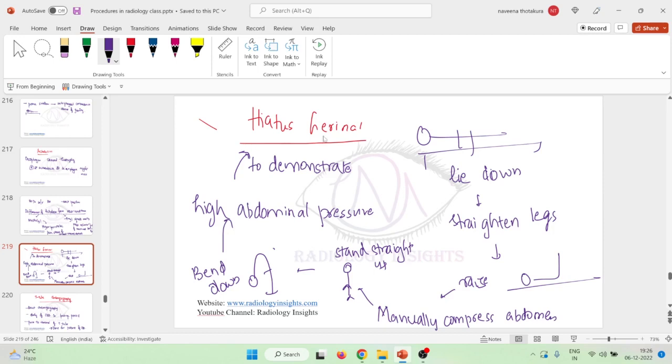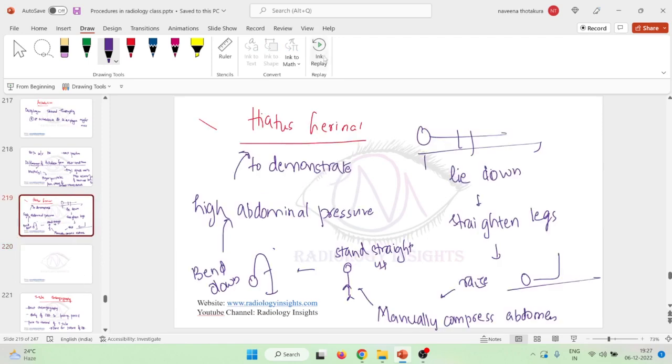So if you wanted to diagnose hiatus hernia, first you should ask the patient to lie down, then straighten the legs and raise them up like this, and then compress the abdomen manually, and then stand straight up and then bend down. This maneuver will increase the abdominal pressure and will help us to demonstrate the hiatus hernia.